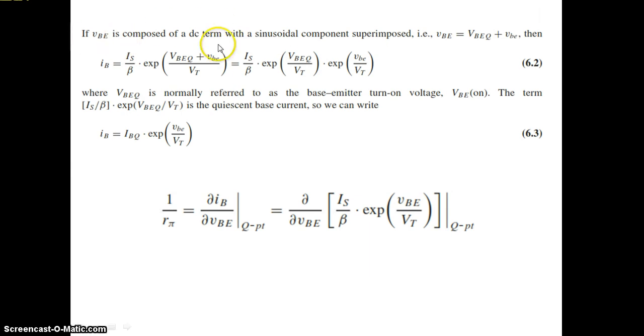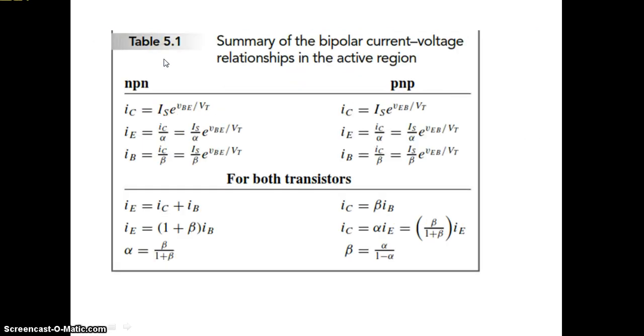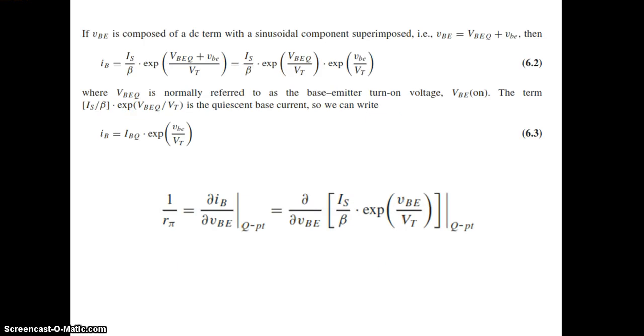Consider now that VBE is composed of a DC term with a sinusoidal AC signal superimposed. The total VBE is given by VBEQ plus VBE, where VBEQ is the quiescent VBE or DC voltage, and small VBE represents the AC voltage. So the total VBE equals DC plus AC. As per the relation IC equals IS e power VBE by VT, and IB equals IC by beta, we can write IB.